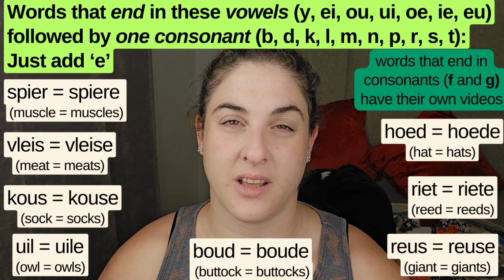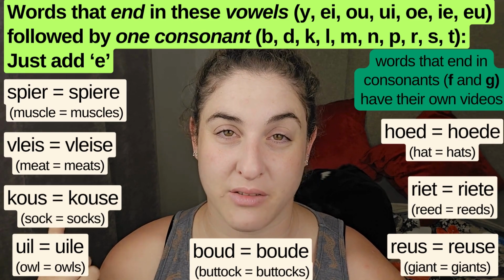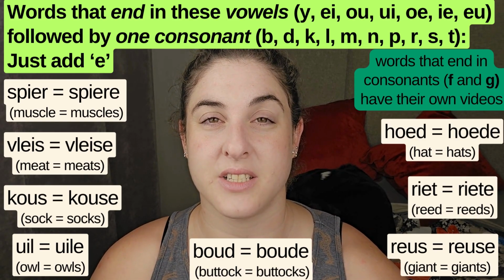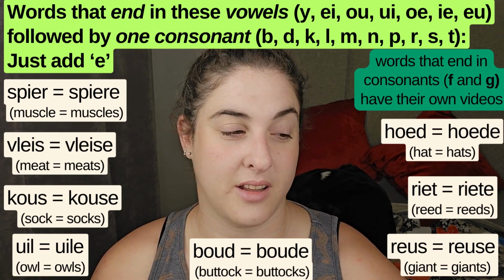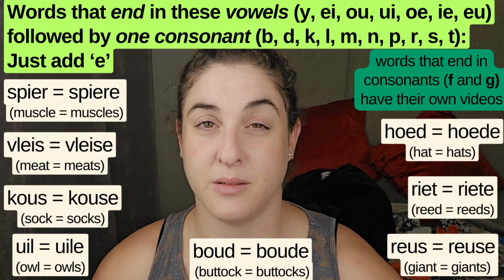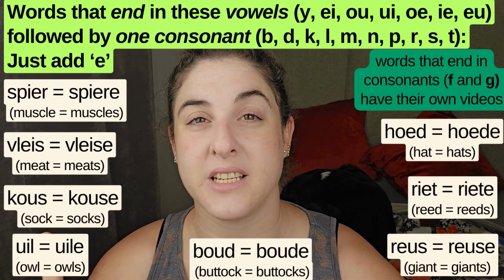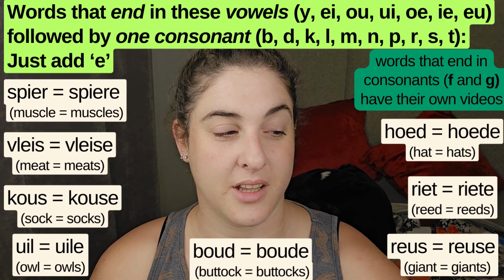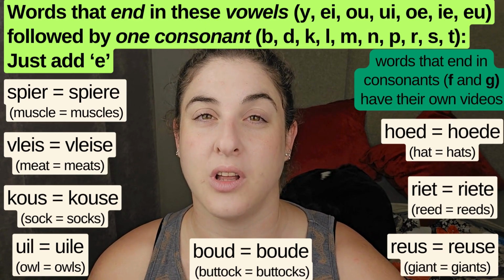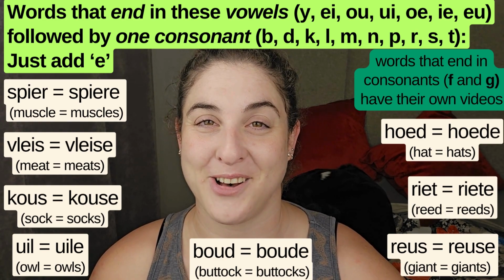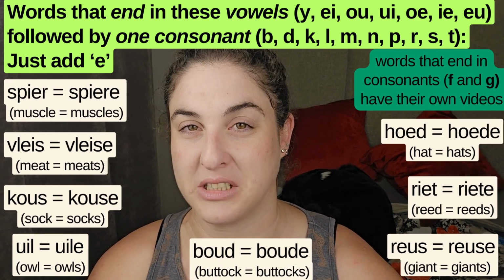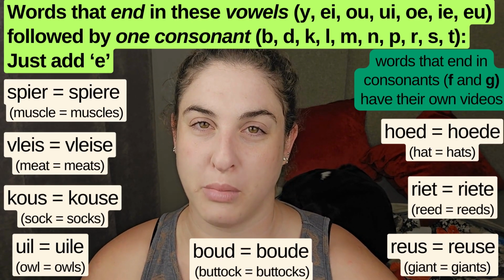A word ending in one of the vowels given above, followed by one of the consonants I've given above. Just add e. Let's look at the examples. Spier, spiere, muscle, muscles. Vleis, vleise, meat, meats. Kous, kouse, sock, socks. Uil, uile, owl, owls. Boud, boude, which is a buttock, buttocks. Or butt, or bums.